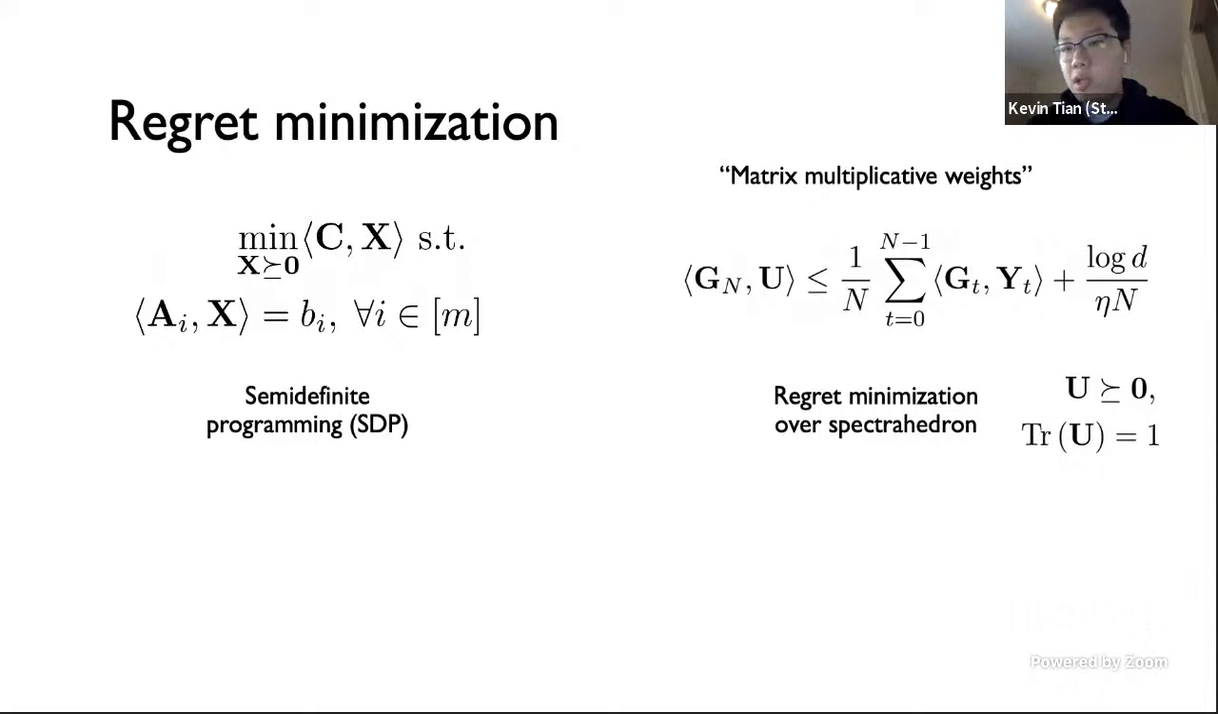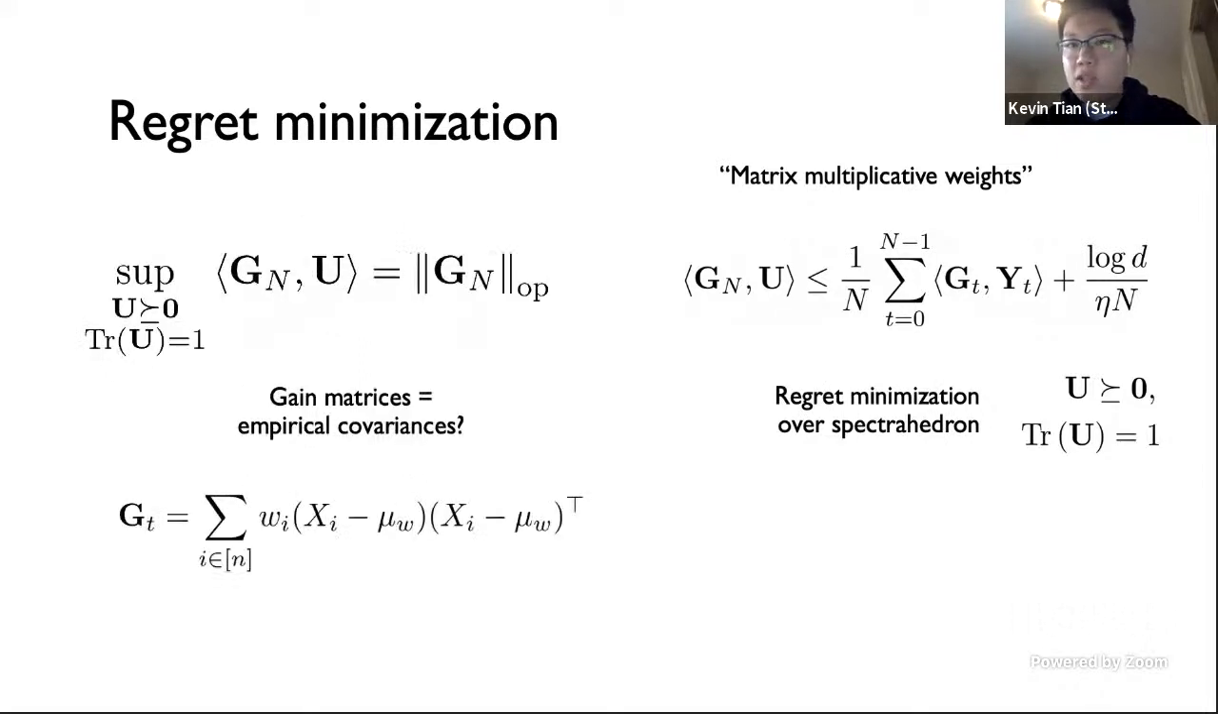So a popular SDP solving approach called matrix multiplicative weights rephrases SDP as a game, where we receive some gain matrices G_t, and the algorithm plays responses Y_t with trace 1, which yield this sort of regret bound. By setting these gain matrices G to be empirical covariances, this is actually exactly what we wanted in robust statistics. So maximizing the left-hand side of this regret bound over all trace 1 matrices U exactly corresponds to bounding the empirical covariance operator norm.